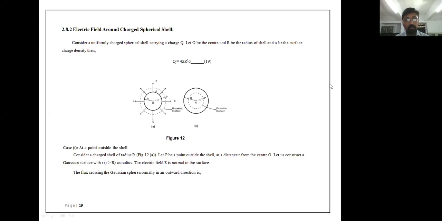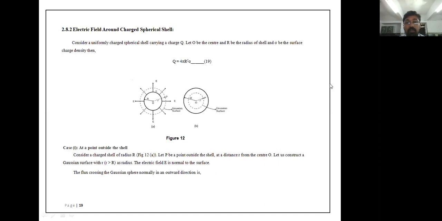Consider a uniformly charged spherical shell carrying a charge Q. Let O be the center, R be the radius of the shell, and sigma be the surface charge density. Then we can write Q = 4 pi R squared into sigma, and this is equation number 19. As shown in figure 12a, we have considered a sphere of radius capital R. O is the center of the sphere, and sigma is the surface charge density.